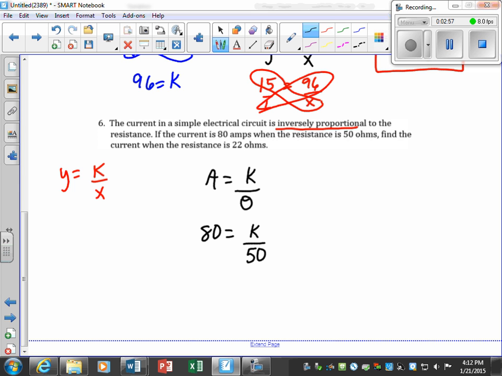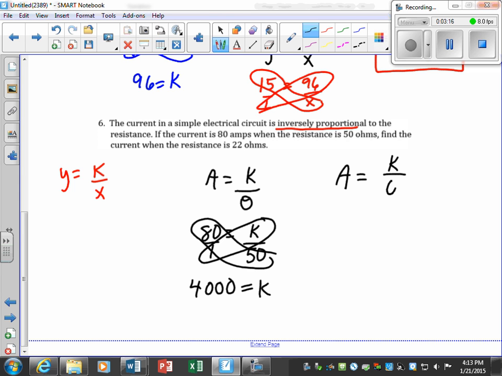Cross multiply to solve. So here I would say 80 times 50 is 4,000. If this is over 1, I would get 1 times k is just k. So once again, we write our equation a second time and we fill in k. So I'm going to say A is equal to k is 4,000. Then we go back to our problem. Find the current when the resistance is 22 ohms. So I know the ohms is 22, and it says find the current. So we're looking for the amps.